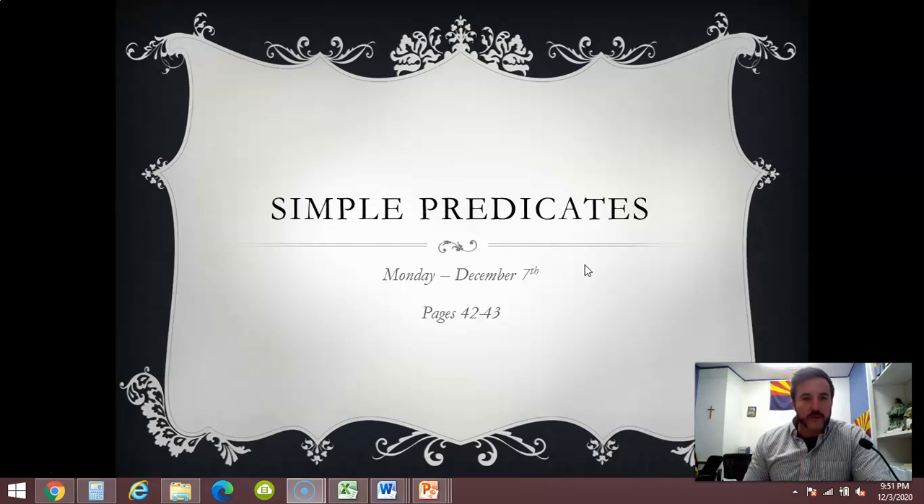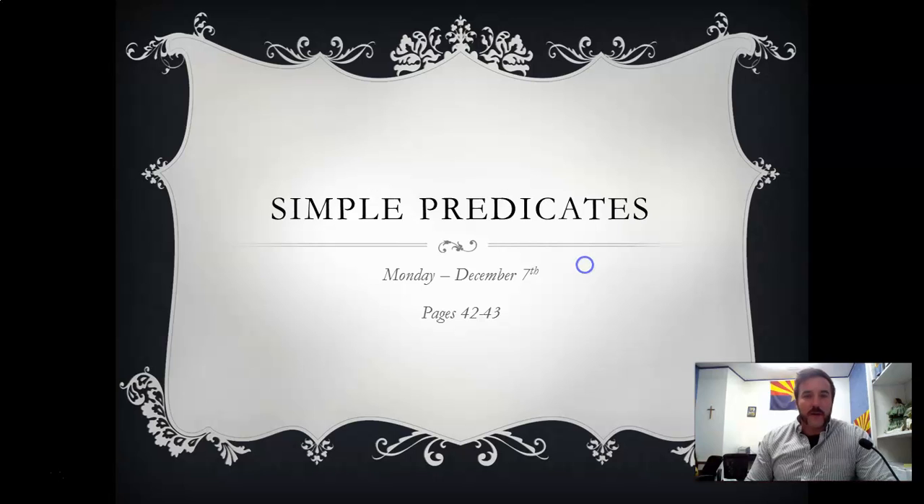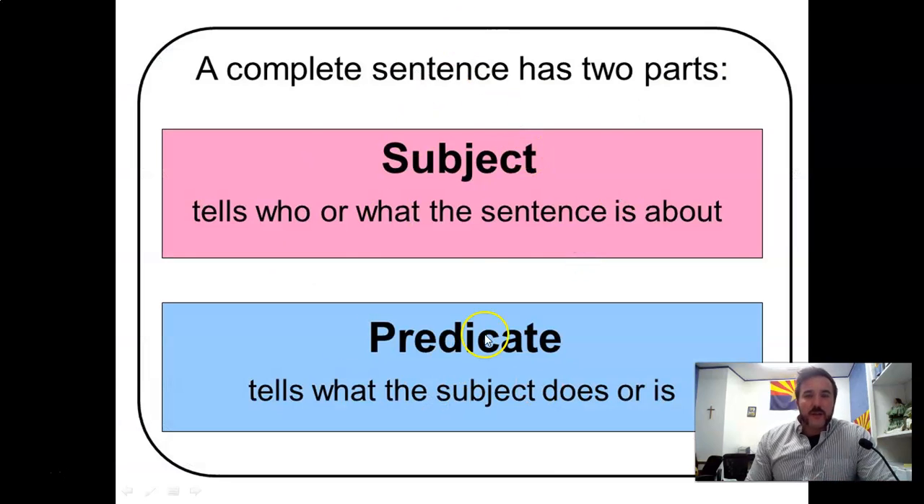It's like shooting a free throw. If you go through the same routine, the same steps, you're going to shoot and score a lot more of them. Same with simple predicates. I know we are talking about simple predicates and not about subjects, but you have to find the subject first before you can find the predicate.